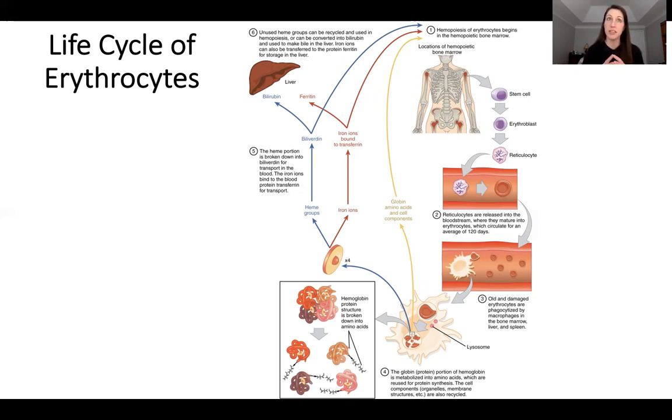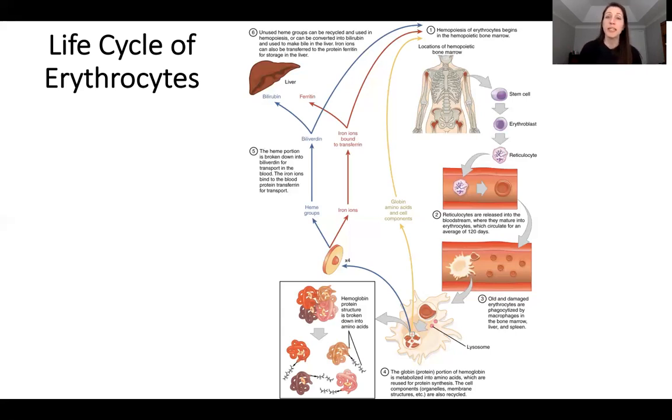Biliverdin is the pigment that gives bruises kind of a green color when blood cells are destroyed because of blunt trauma under the skin, and you see a bruise forming. Sometimes you get the weird sort of blues and purples, but you also get that yellow-green color. That's a result of biliverdin, which is a breakdown product of the heme.